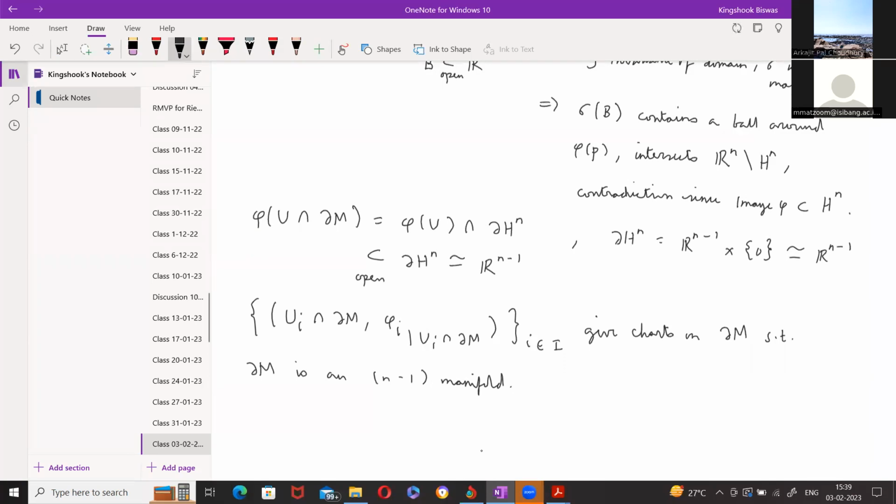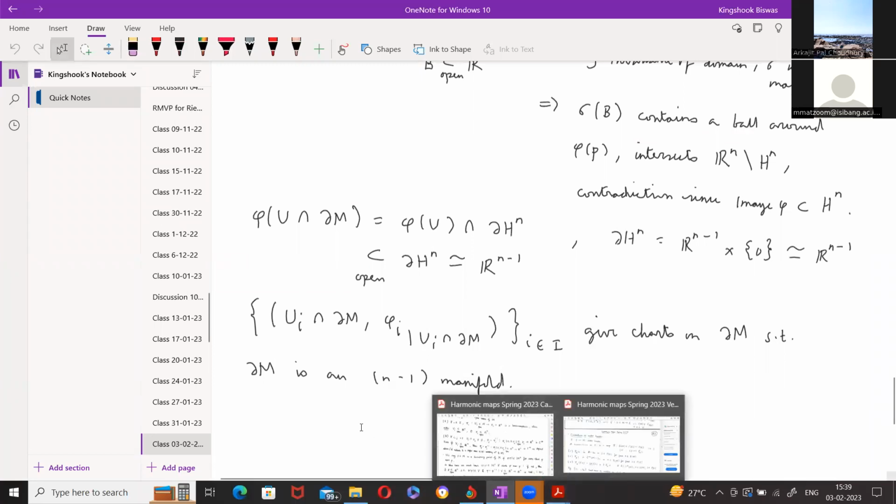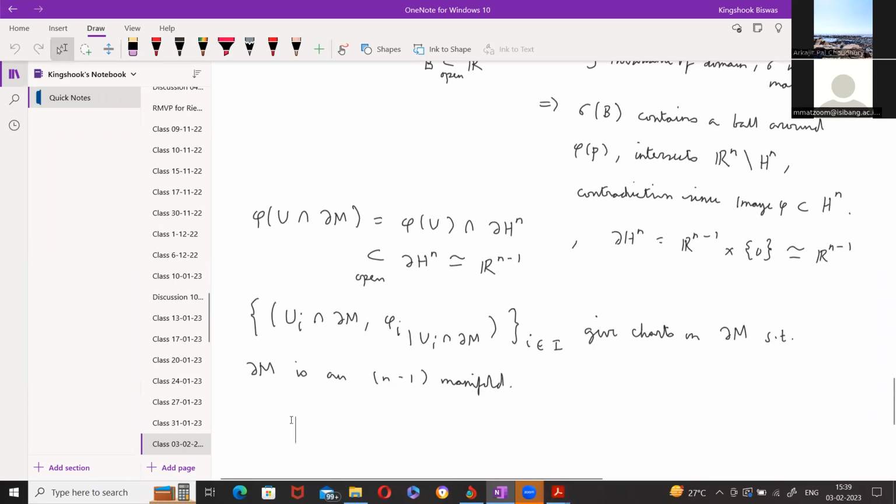Okay, so restricting the charts on M to boundary M gives me charts on boundary M. So boundary M becomes an n-1 manifold. Is this clear? Yes. Yes, sir, it is clear. Okay, thank you. So we've now got the structure of an n-1 manifold on boundary M.